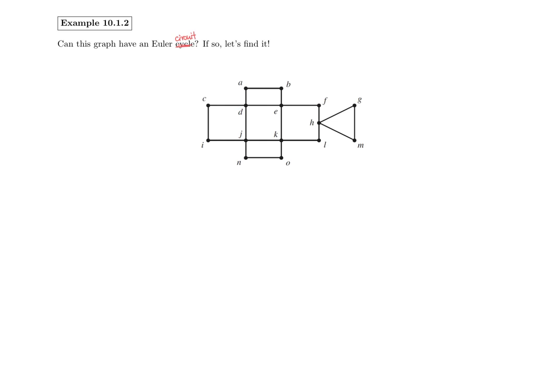D has 1, 2, 3, 4. E has 1, 2, 3, 4. K has 1, 2, 3, 4. J has 1, 2, 3, 4. F has 2. L has 2. And H has 1, 2, 3, 4. In fact, absolutely, every vertex has even degrees. So yes, this graph has an Euler circuit. Or well, can have, let's say that. It can have an Euler circuit.